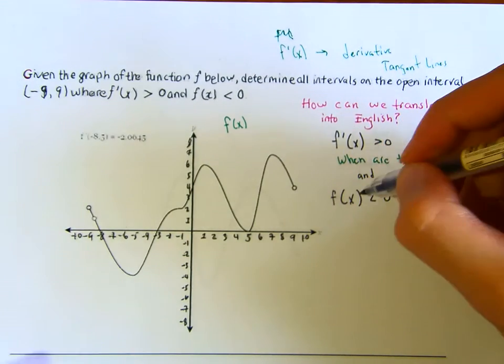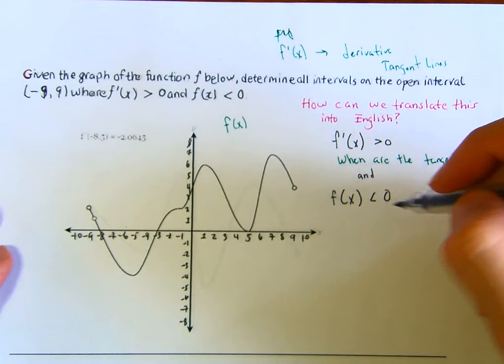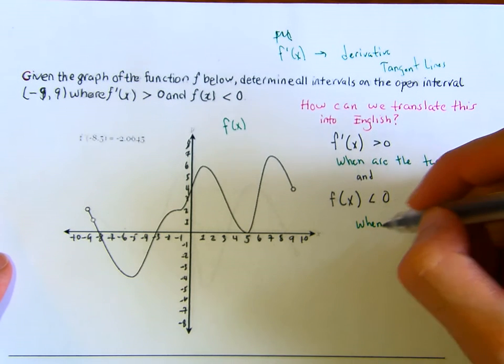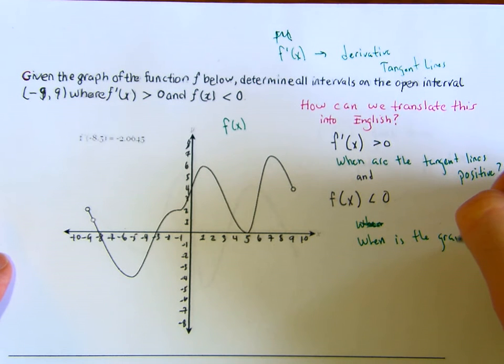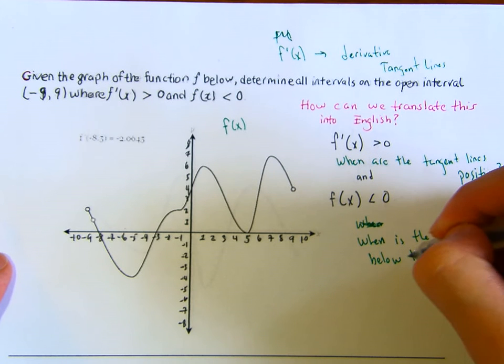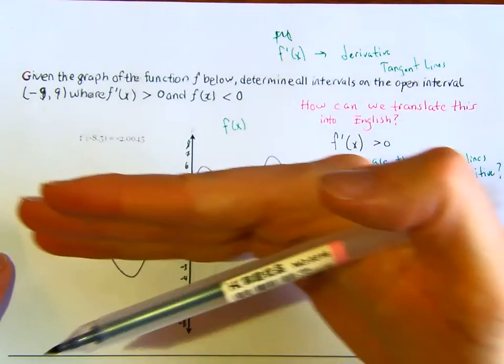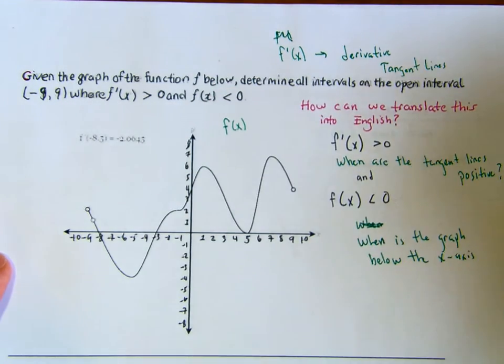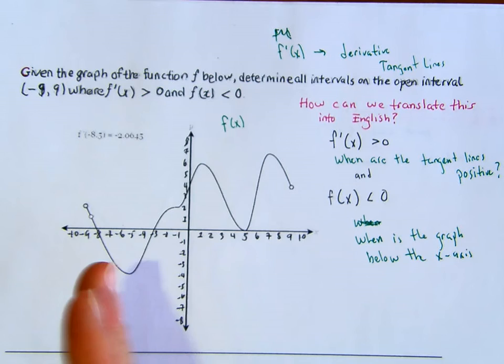And when is f of x less than 0? How do you translate f of x is less than 0? You're saying when is the graph below the x-axis? Okay, that's what it's saying, because here it's saying when is f of x negative. When it's below the x-axis. So you have to look within this graph. When are the tangent lines positive? And when you see those tangent lines, they also have to be below the x-axis. So where do you see that on the graph?